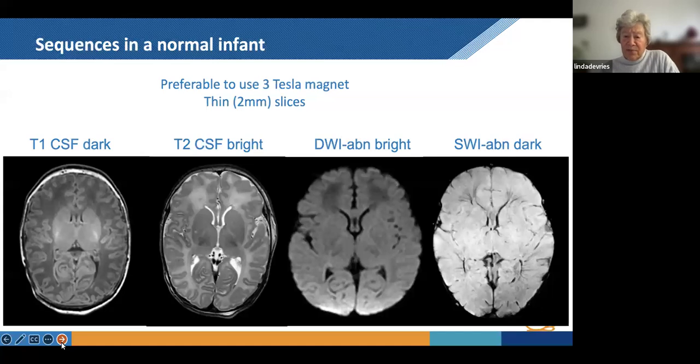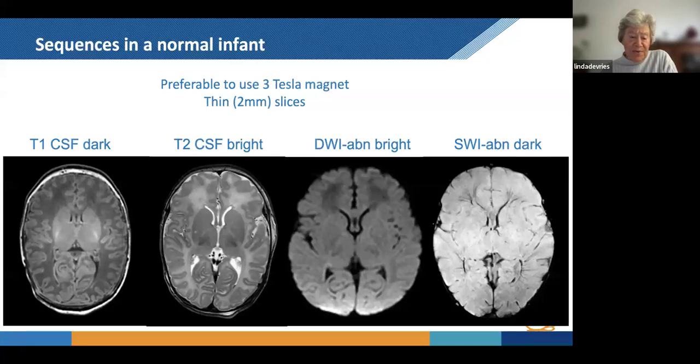It's also very important to remember that you need to have thin slices to see the detail that you would like to see. So if people are using 5 mm slices, then you're going faster through the brain, but you also lose a lot of data. So on the left, we see the T1, and as I mentioned, the CSF is dark. And the only thing which is bright white is the posterior limb of the internal capsule. So that's the only thing which is myelinated besides the brainstem in a full-term baby.